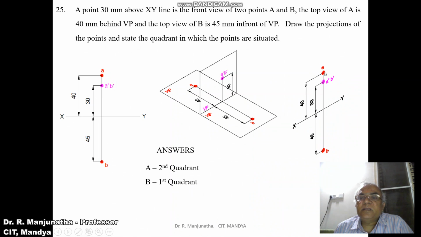So obviously this point will be a. So that means from here you measure the distance of top view of 40 mm and you mark this point as small a. And the top view of B is 45 mm in front of VP.